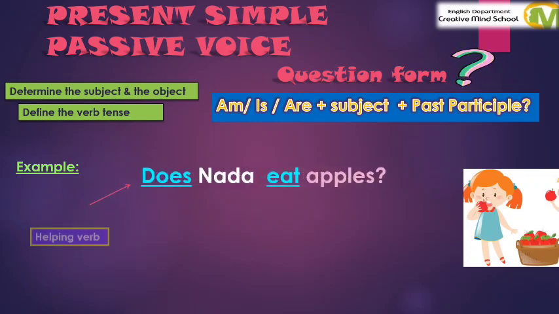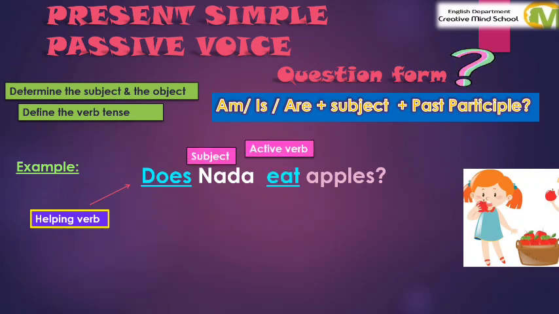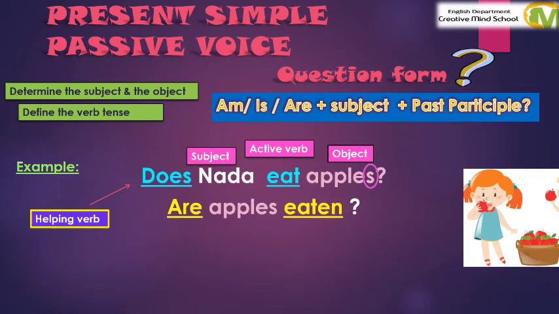Does here is a helping verb and Nada is a subject, eat is the active verb, and apples here is the object. Notice that apples is a plural noun, so we should use the proper form of verb to be with the plural noun to start the question in passive, which is are. So the question form will be, are apples eaten?